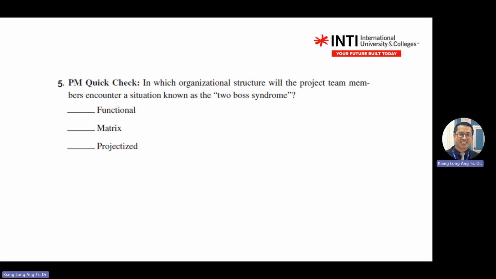You don't know this one, you need to study hard for your test. What do you think? Matrix. Why? Matrix, because you are parallel with the functional managers. You're sharing the same responsibilities and authority with the functional managers.